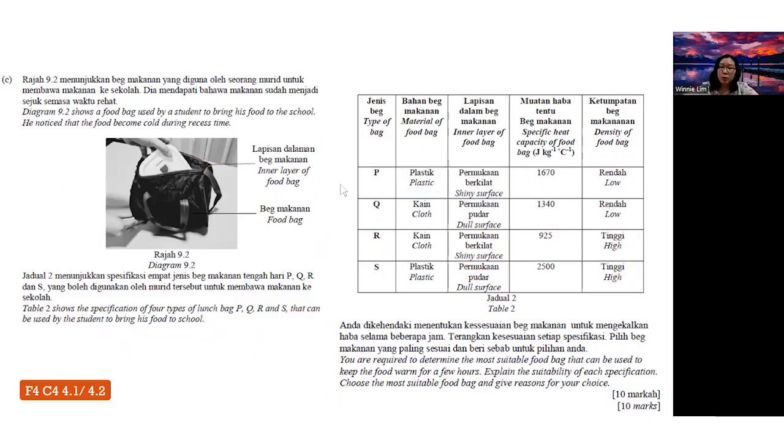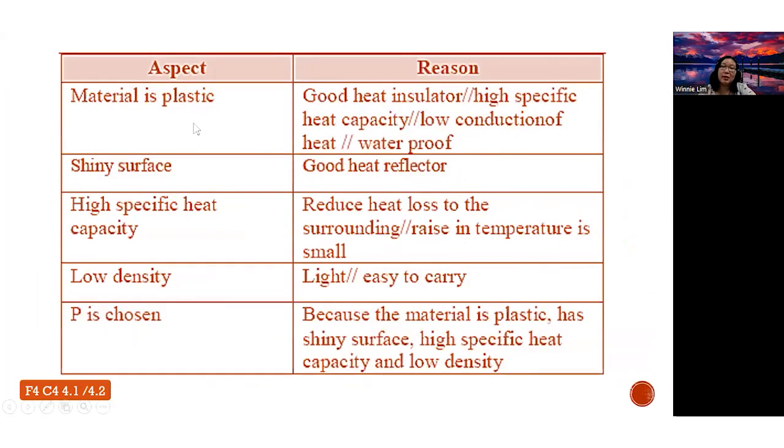Okay, so now we straight away jump into the answer. Okay, why the material should be plastic? So if you see slash, that means either answer is acceptable lah. So because it is good heat insulator, high specific capacity, low conduction of heat, or is waterproof. Then the surface should be shiny. Why? Show that it's a good heat reflector.